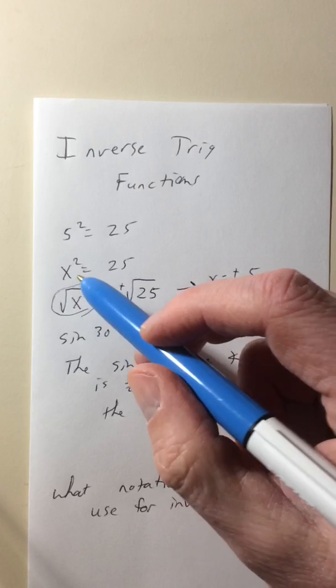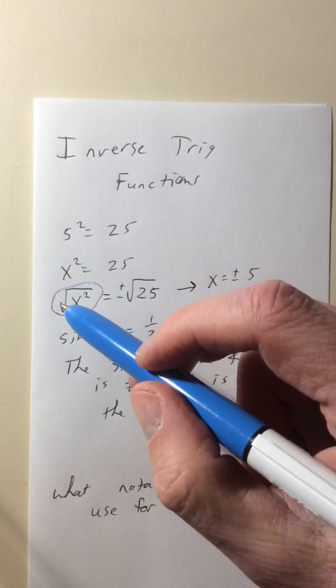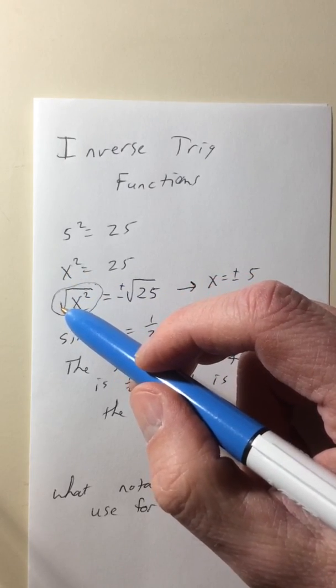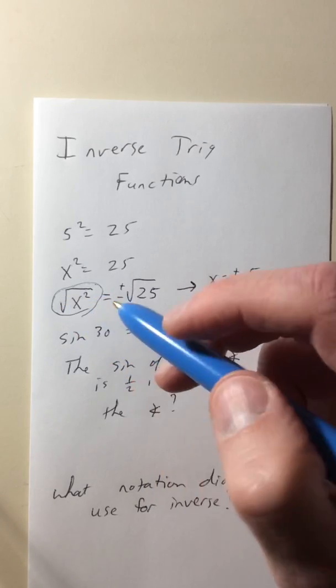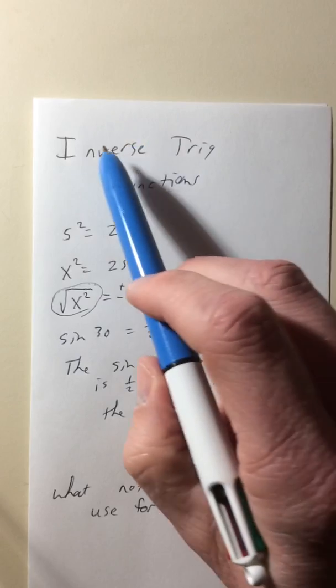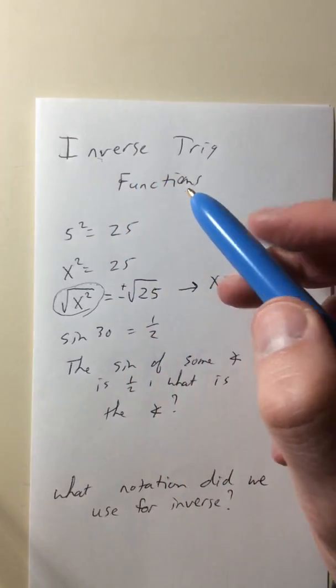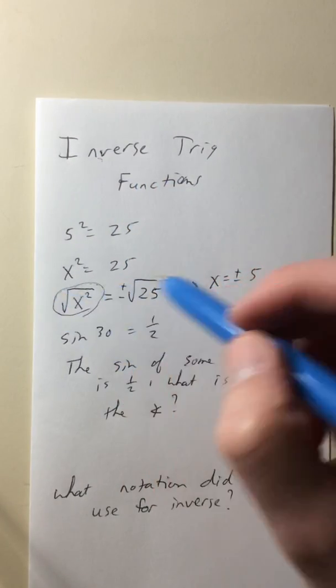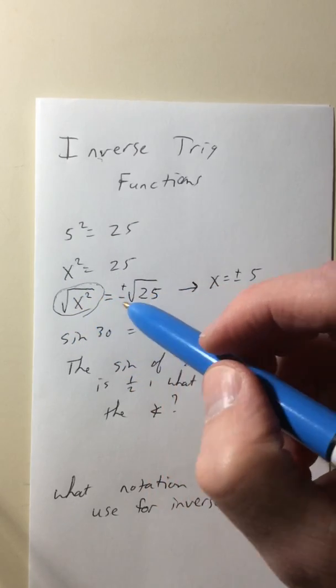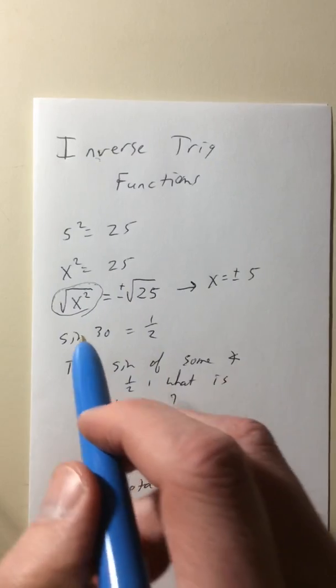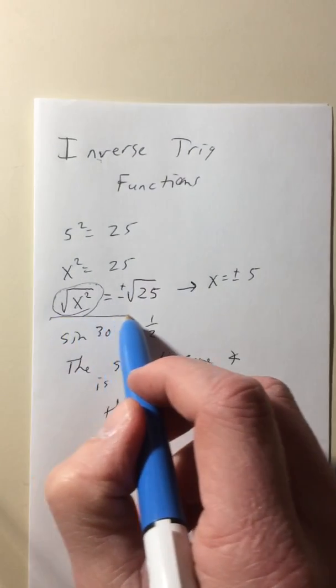The way that we were able to get x by itself here is we took the square root of x. And of course, if I were to ask you what's the relationship between squaring and square rooting, you would say that they are inverses of each other. And so we're going to apply this concept of inverse that we already know something about in terms of polynomials. We're going to do that with trig functions.